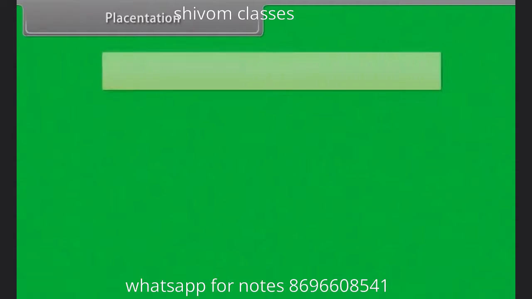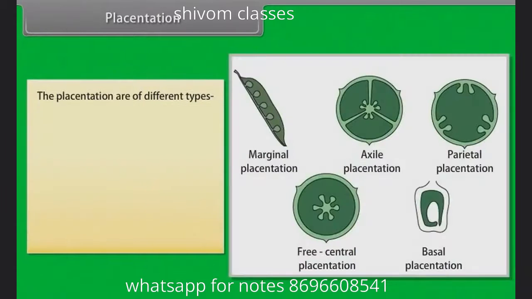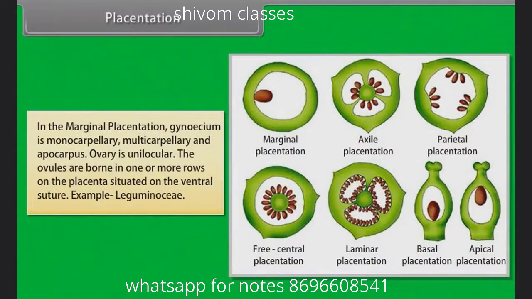Placentation. The arrangement of ovules within the ovary is known as placentation. The placentation are of different types: marginal, axile, parietal, basal, central, free central, superficial. In the marginal placentation, gynoecium is monocarpellary, multicarpellary, and apocarpous. Ovary is unilocular. The ovules are borne in one or more rows on the placenta situated on the ventral suture.